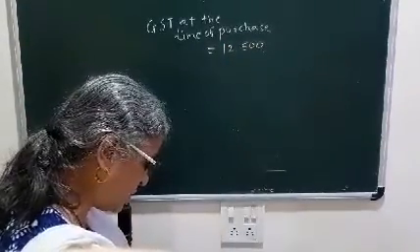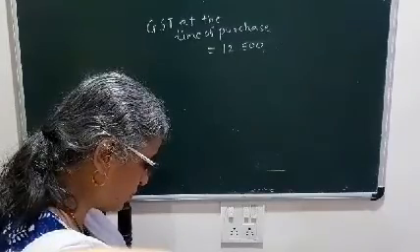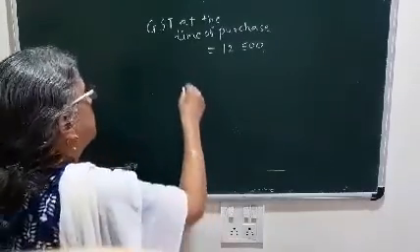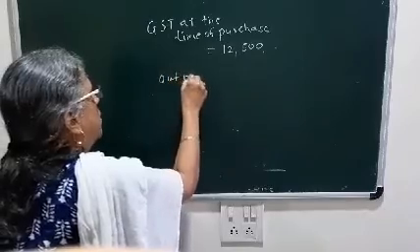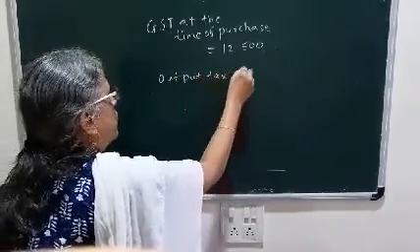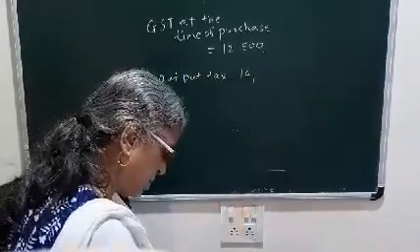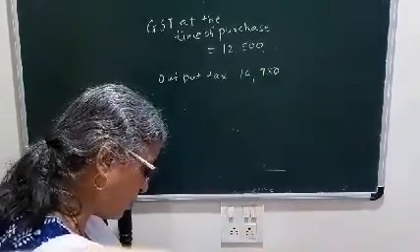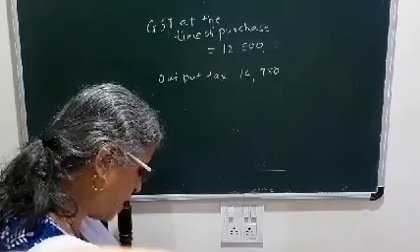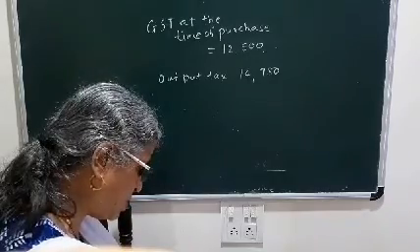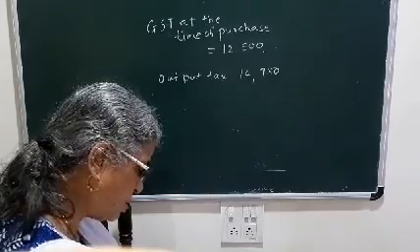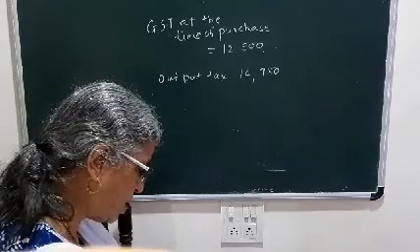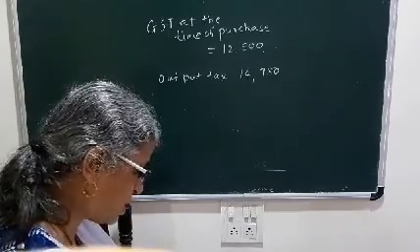And collected rupees 14,750 on sale. So that will be the output tax. Output tax 14,750. So what is the amount of ITC to be claimed? What is the amount of GST payable? Followed? So GST payable will be output tax minus ITC.